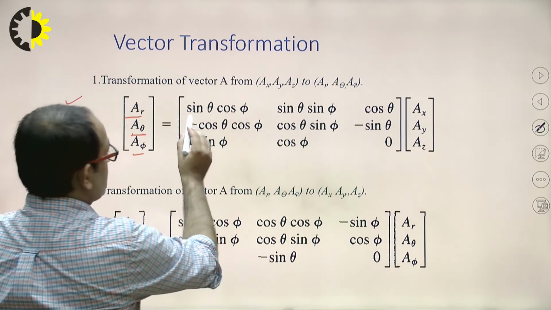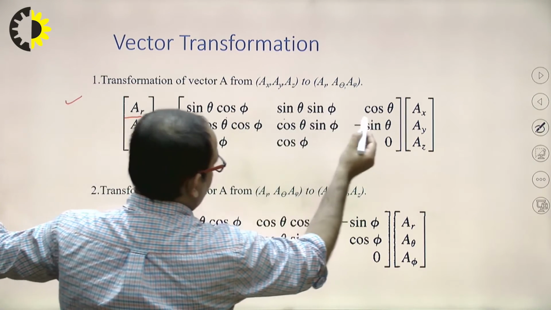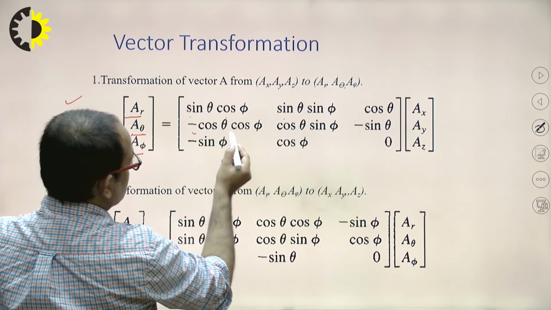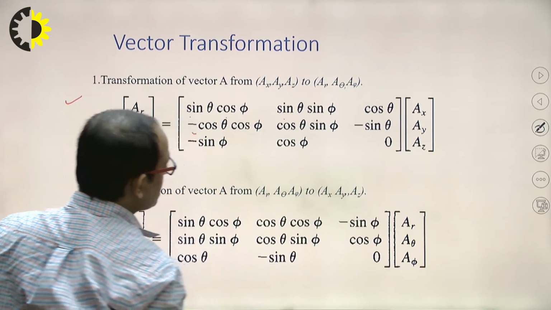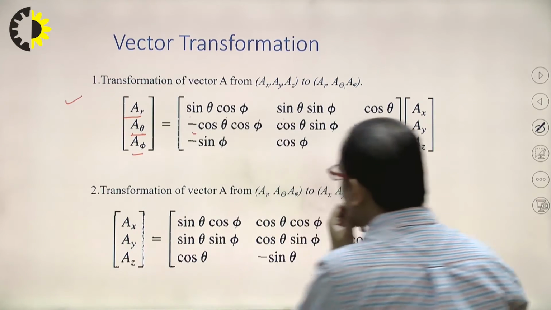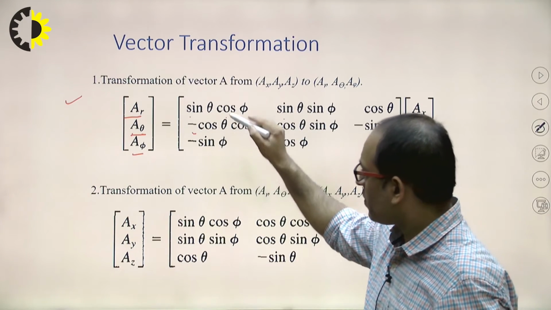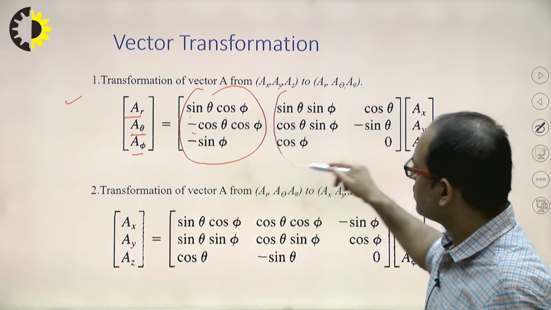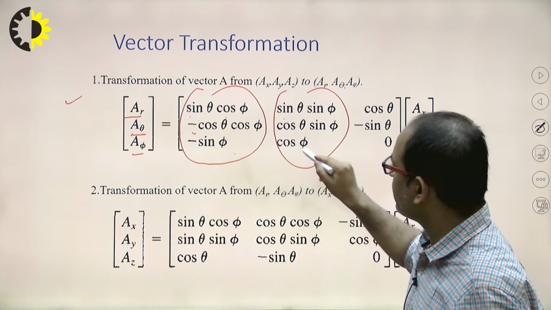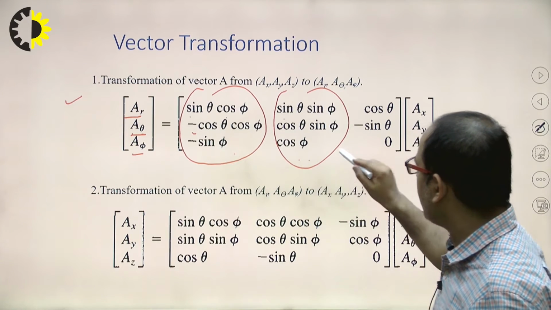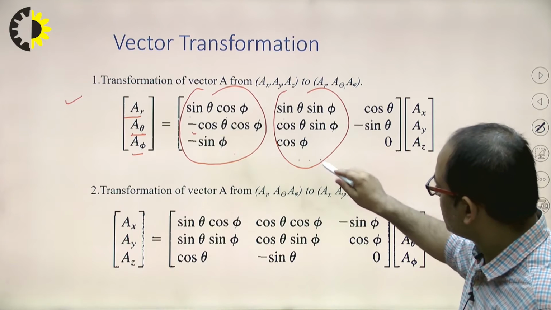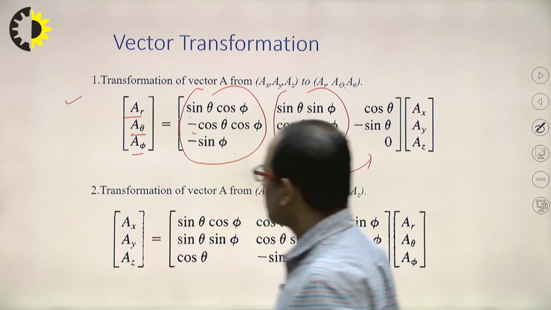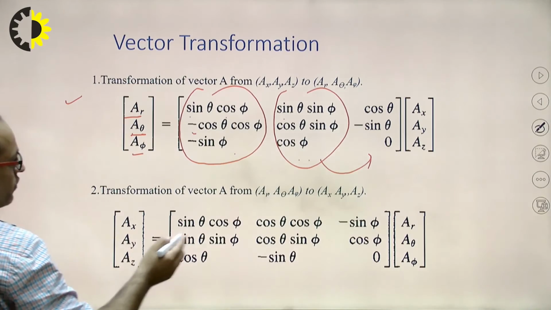is equal to sin theta cos phi, sin theta sin phi, cos theta, and minus cos theta sin phi. Once you get this equation, differentiating this equation with this one, you will get this one, and then you will get the differentiation. Clearly?